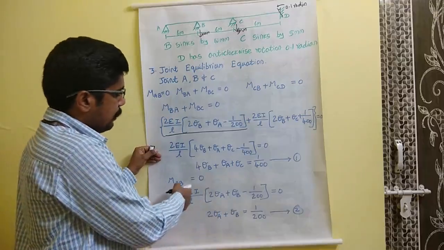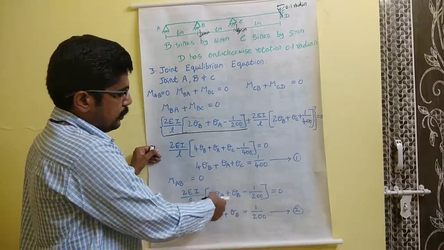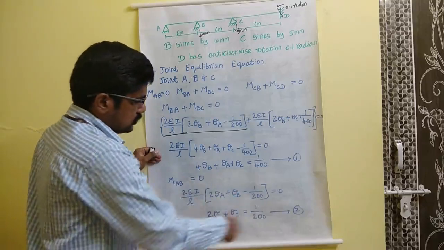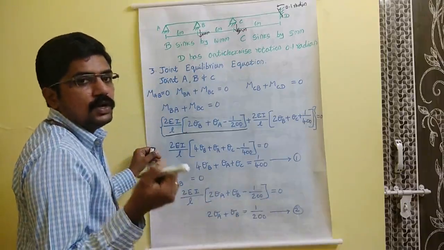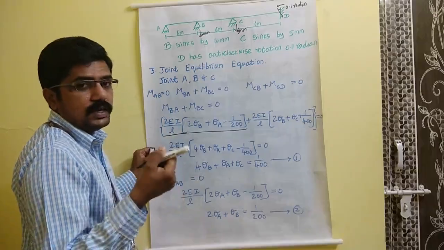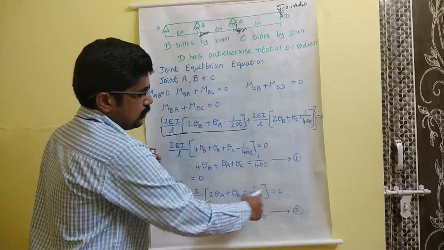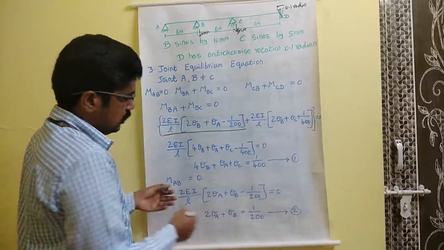Next I have taken MAB equal to 0. So the value is 2EI by L into (2 theta A plus theta B minus 1 by 200) equal to 0. So here also if you bring this term to the right hand side, it will come as denominator. So if the numerator is 0, then 0 by anything is 0. So the value will be 0. If you bring the minus 1 by 200 to the right hand side, it will become 1 by 200. So this is equation 2.